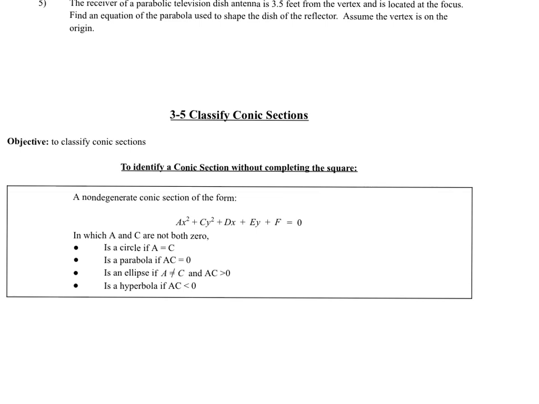As long as a and c are both not 0, then we know that the conic section is a circle if a equals c. It's a parabola if a times c equals 0, which means that either a or c equals 0. It's an ellipse if a doesn't equal c and ac is greater than 0. And it's a hyperbola if ac is less than 0.